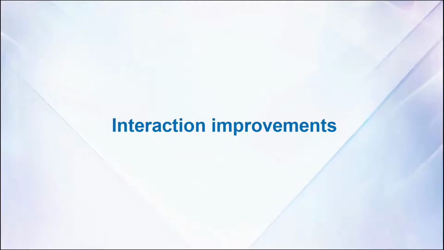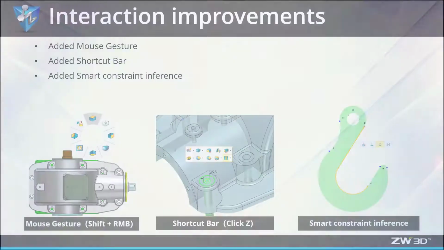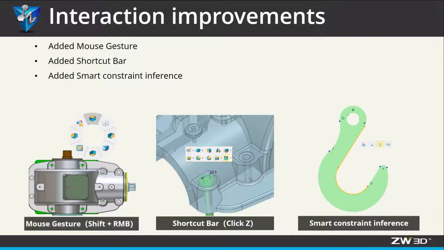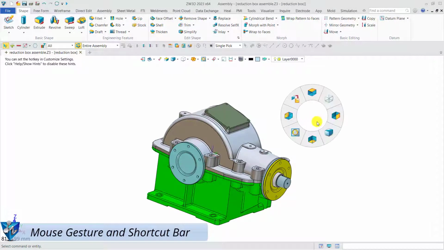Interaction improvement. ZW3D 2023 has some improvements in interaction. We add the mouse gesture, shortcut bar, and a smart constraint inference. Mouse gesture and shortcut bar.